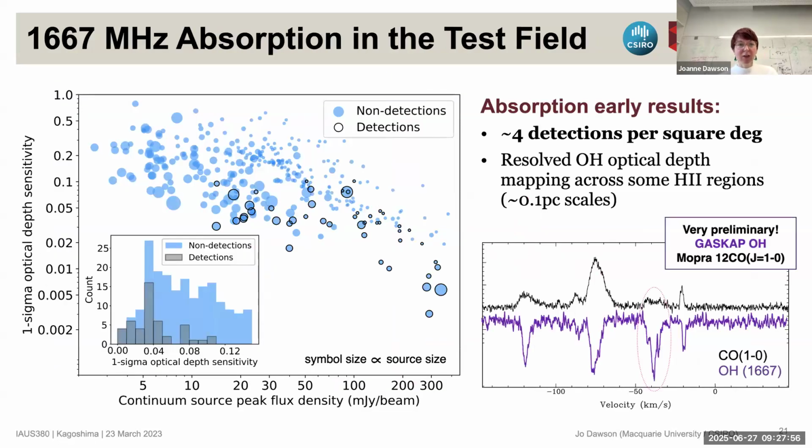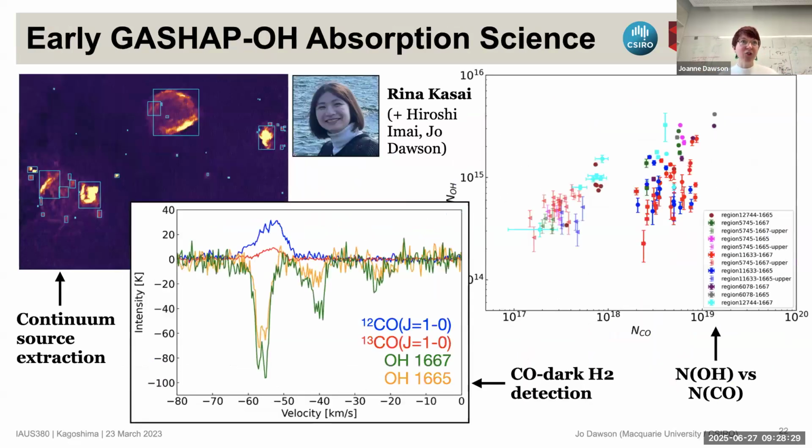In terms of absorption, there's a lot going on in the left-hand plot, and it may not be worth explaining in great detail, but this is extracting a bunch of continuum sources, integrating over them, seeing if we've detected OH, and trying to get some relationships between the properties of the continuum source and our ability to detect the absorption. And roughly, it looks like we'll get up to about 4 detections per square degree, which is not bad at all. And some of the more extended regions we'll be able to map across. And then you've got a very preliminary spectrum from me on the right, but I think you should ignore that, because in my next slide, I will show you the work that Rina's been doing based in Kagoshima in Japan.